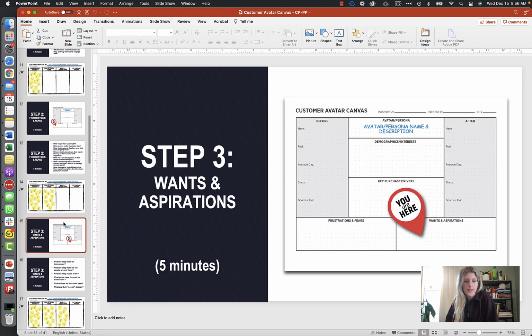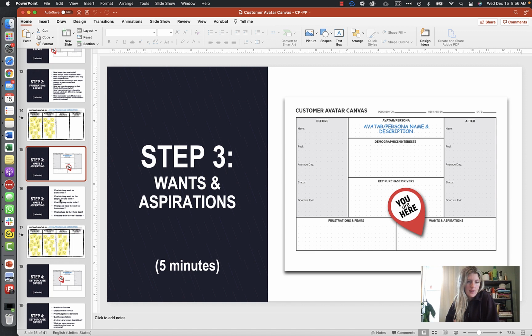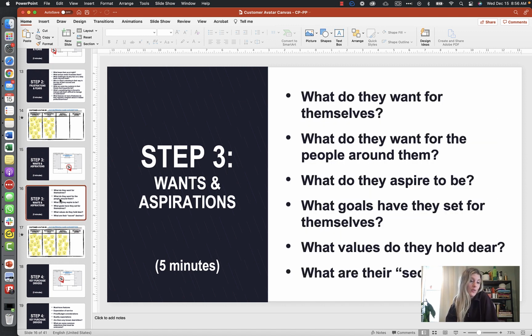Step 3, wants and aspirations. Chances are these are wants and aspirations both for themselves and their children. So what do they want for themselves? What do they want for the people around them? What do they want for their children who will be attending your school? What do they aspire to be, or what do they hope that their children aspire to be? And what goals have they set for themselves or their children?